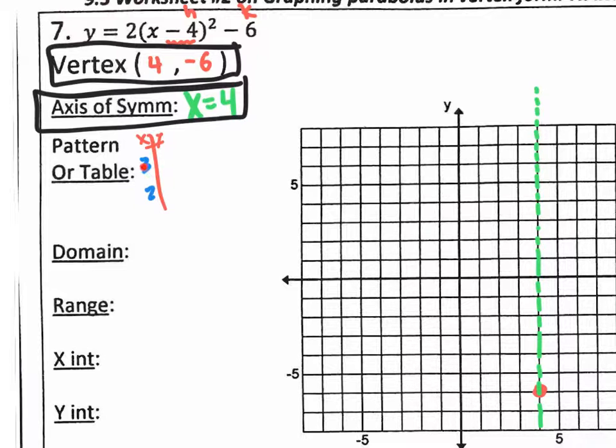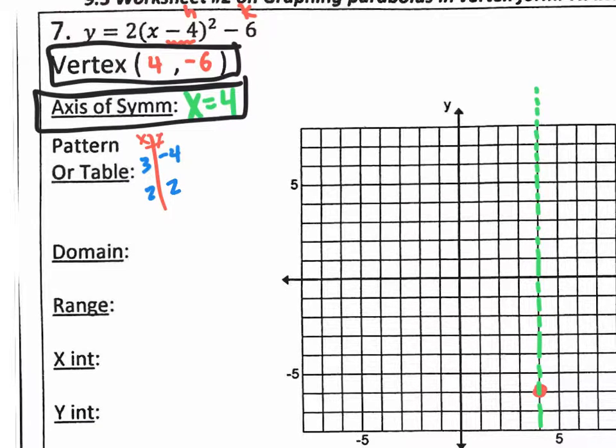So when I plug in a 3 for X, it's going to say 3 minus 4, which is negative 1. And then negative 1 squared is positive 1. And then positive 1 times 2 is 2, and 2 minus 6 is negative 4. And the other input that we have right here is 2. Let's plug in 2. What's 2 take away 4? That's negative 2. Negative 2 squared is positive 4. Positive 4 times 2 is 8. 8 take away 6 is 2. So as you can see, it's not difficult at all to use an XY table.